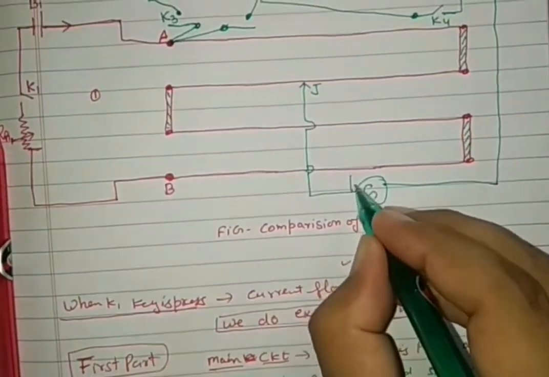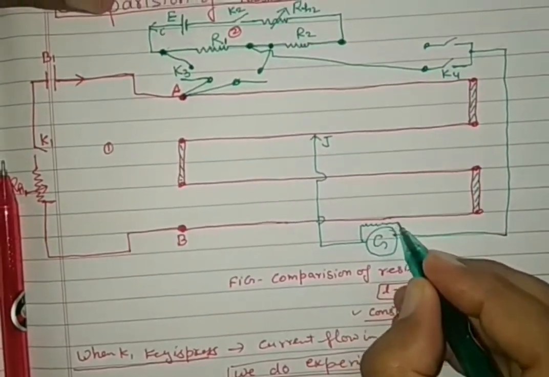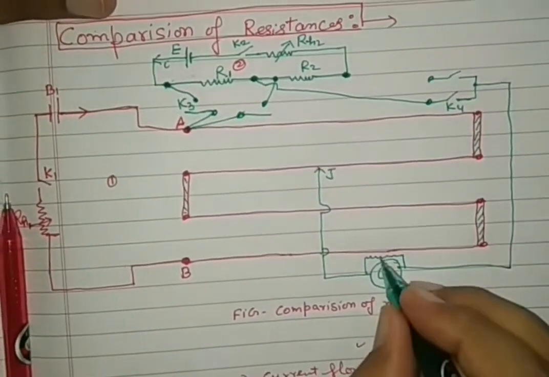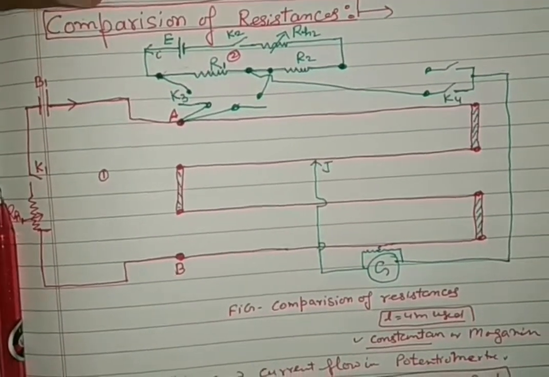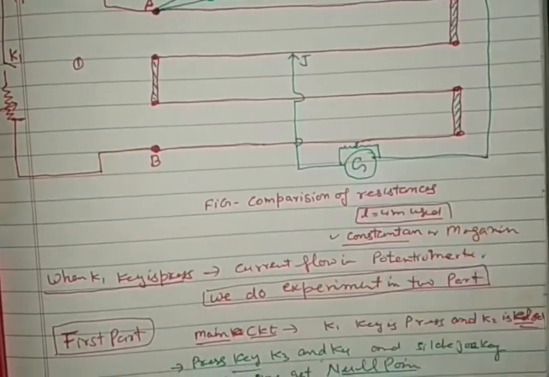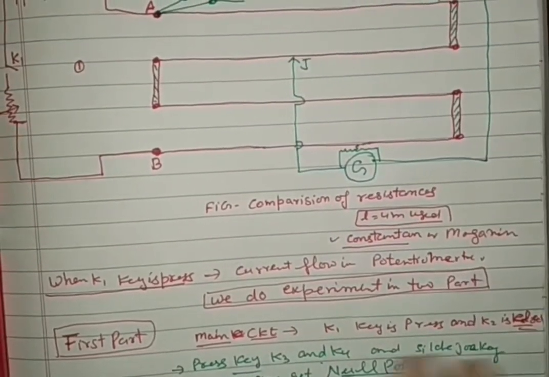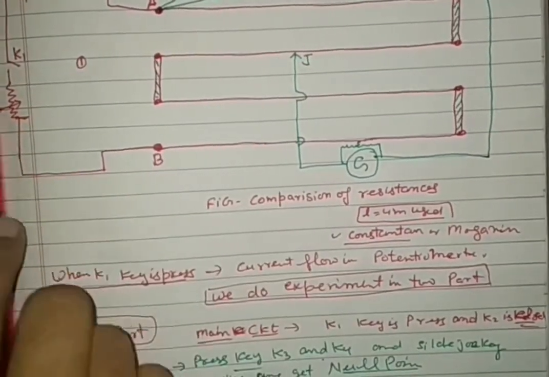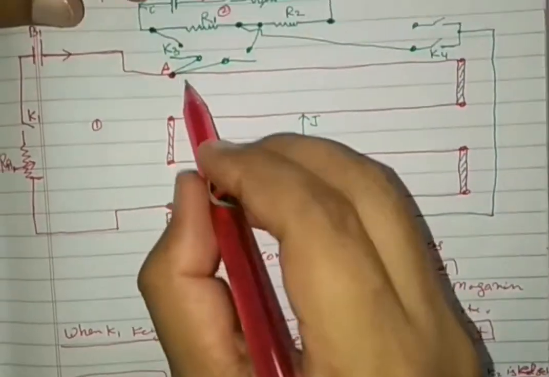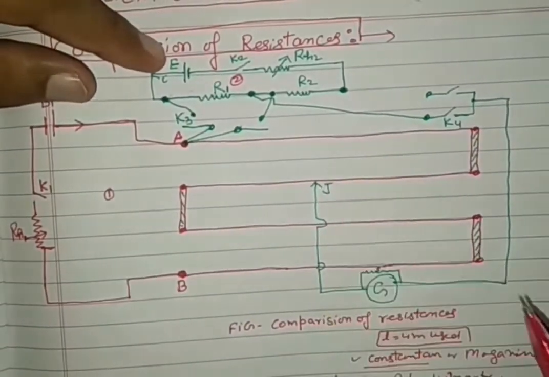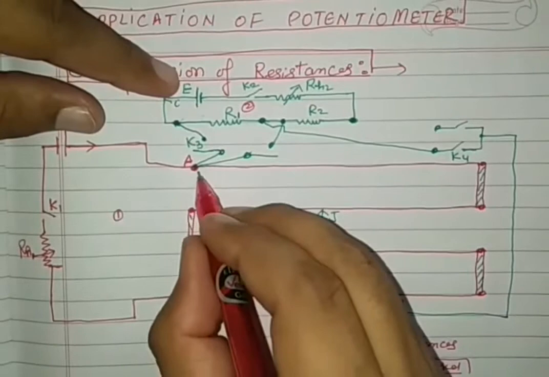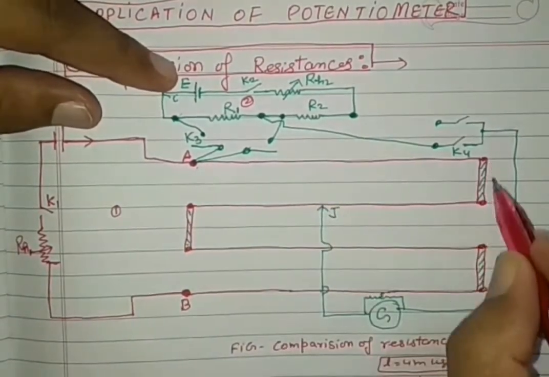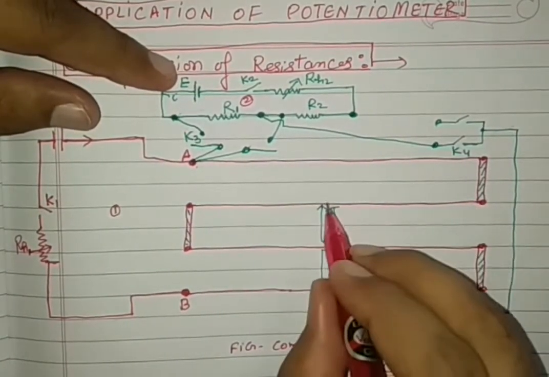If the deflection in the galvanometer is much more, then you are requested to shunt it. Shunt the galvanometer to limit the deflection in the galvanometer. Null point is obtained. Now see, when you are getting a null point at point J, then you calculate the distance. This is 1 meter and this distance.